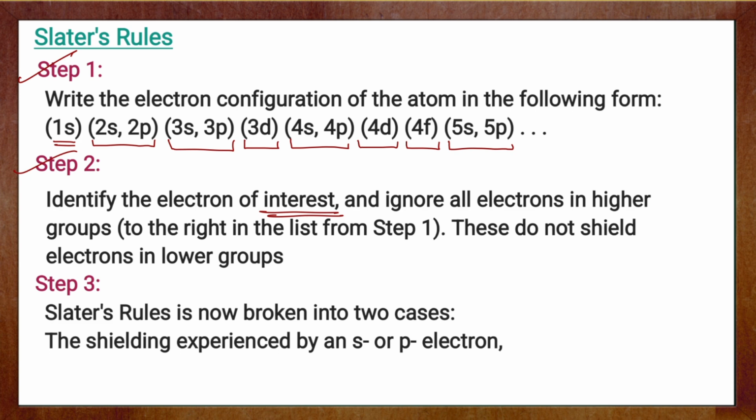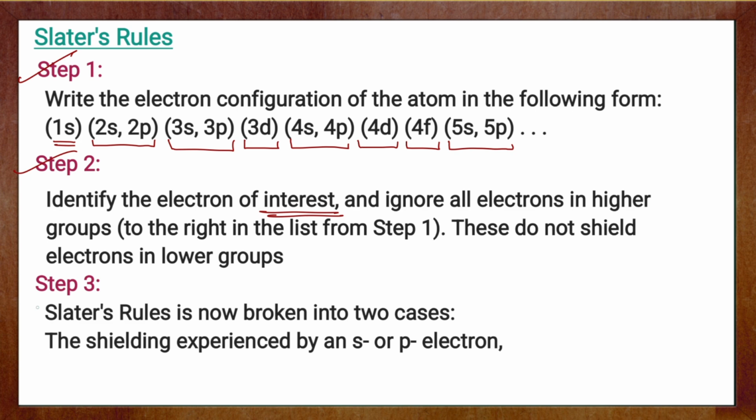We have to calculate the effective nuclear charge. So that electron we will identify and ignore other electrons which are present in the higher group. Those electrons will not shield the electrons in the lower group, so we will be neglecting the higher groups. This will be more clear when we consider an example.